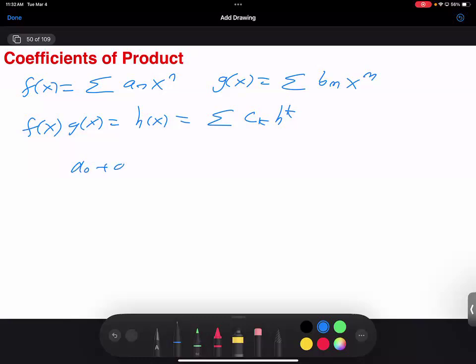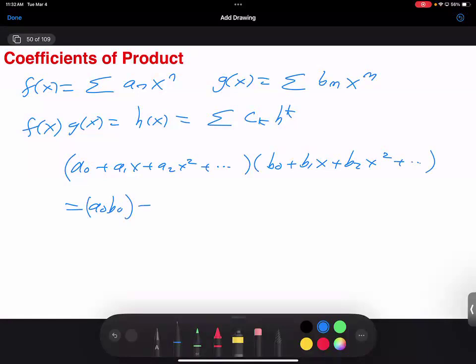It's a0 plus a1 x plus a2 x squared plus dot dot dot, times b0 plus b1 x plus b2 x squared plus dot dot dot. And when we start multiplying things out, the constant term is just going to be b0 a0. The x term is I could have a1 b0, or I could have a0 b1. If I want to get an x squared term, I could have the a2 x squared hits b0. So it's a2 b0 plus a1 b1 plus a0 b2. And hopefully the pattern is clear.